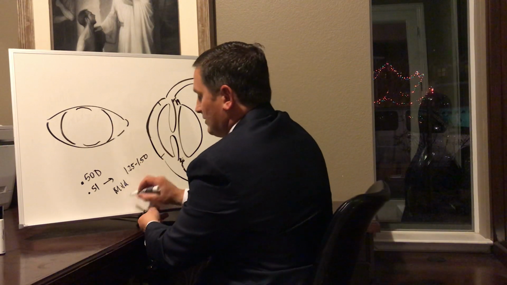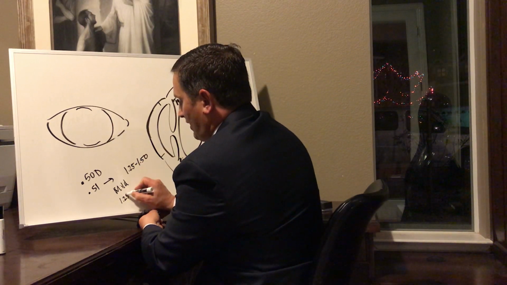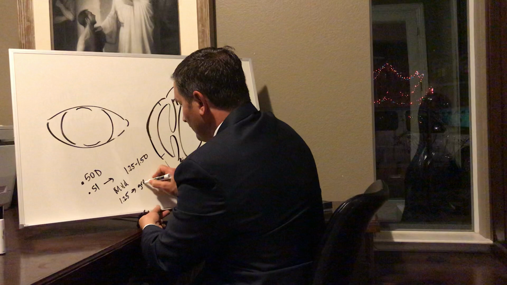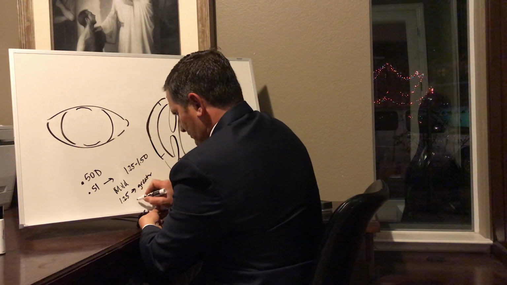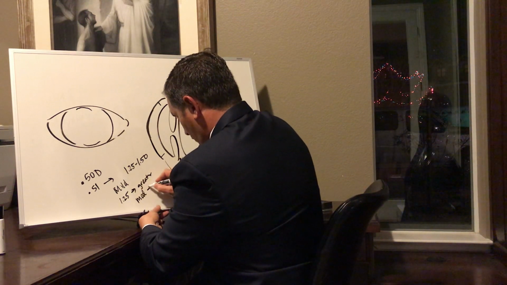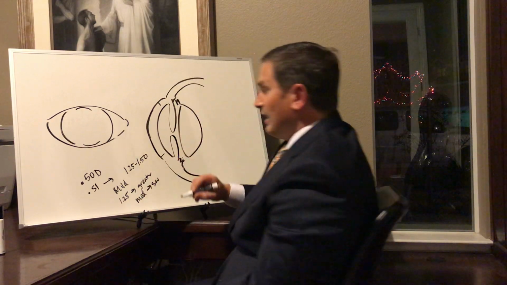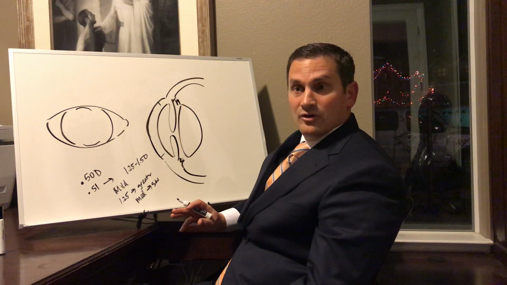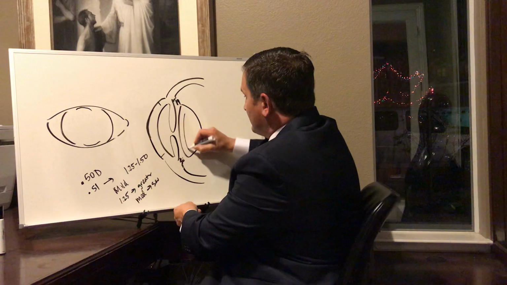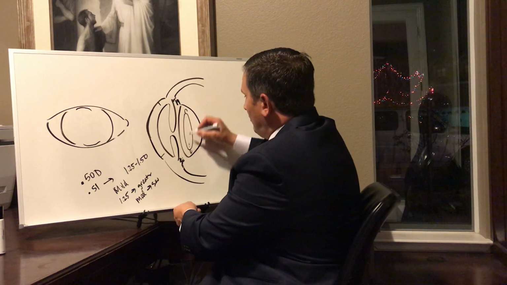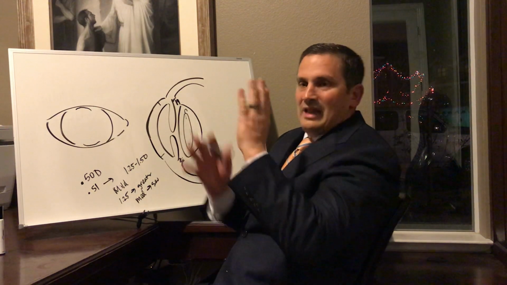Now, if you have astigmatism that's, say, 1.25 or greater, that's moderate astigmatism all the way up to severe. And if it's regular astigmatism, we can correct that with an intraocular lens, such as a toric lens. It has little marks that you align.